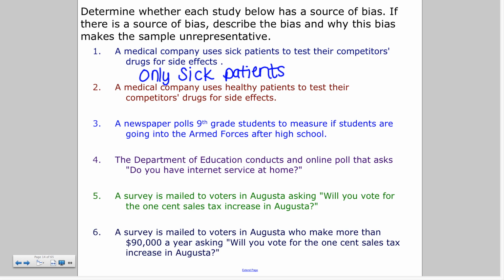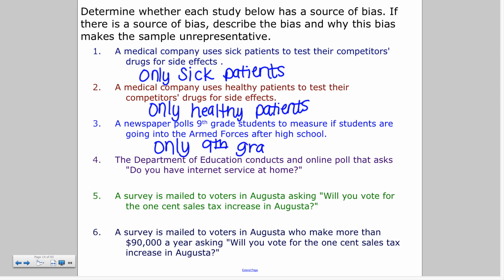All right, number 2, a medical company uses healthy patients to test their competitors' drugs for side effects. So number 2, they're only using healthy patients. All right, number 3. A newspaper polls 9th grade students to measure if students are going into the armed forces after high school. On this one, they're only asking 9th grade. And we all know when we're in 9th grade, our minds change by the time we're seniors.